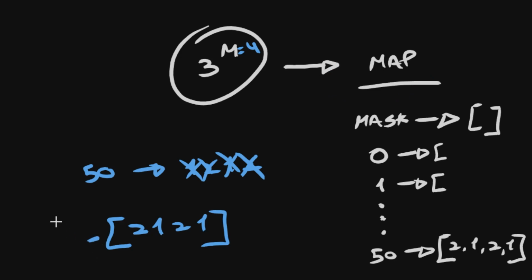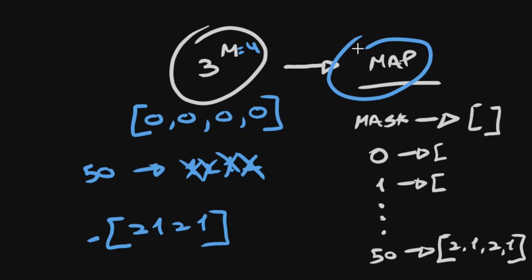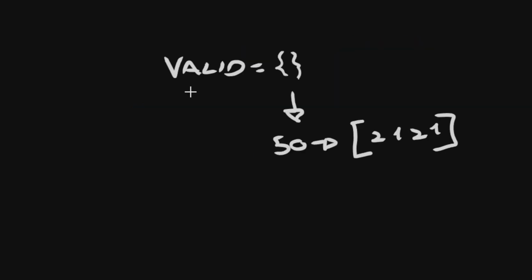Okay, now with this approach we will get every possible combination, but we need to filter this map because remember that adjacent colors need to be different. So for example, if we have an array with 0 0 0 0, we can't use this. Okay, so our final map will include only valid rows. Now we have a map with all the possible valid rows. So let's say this includes a key of 50 with this valid array, which is 2 1 2 1.